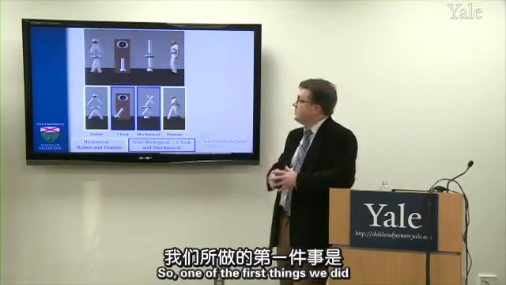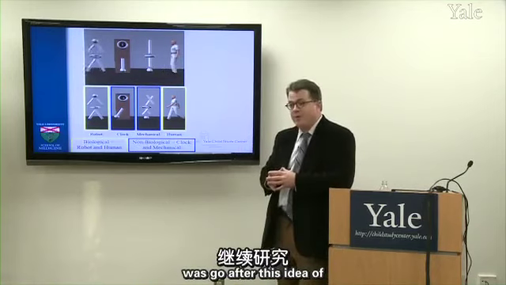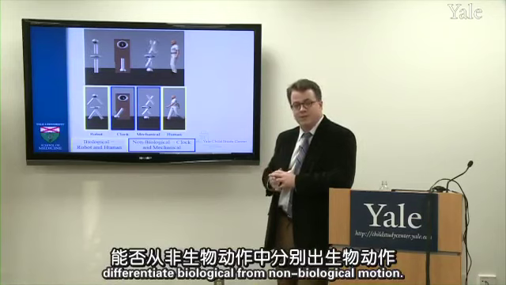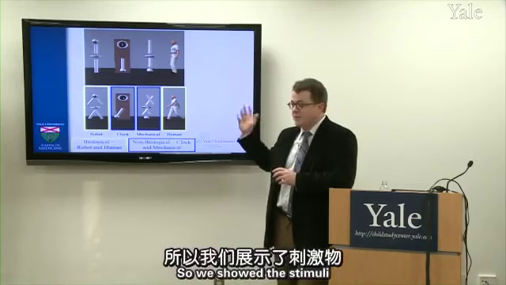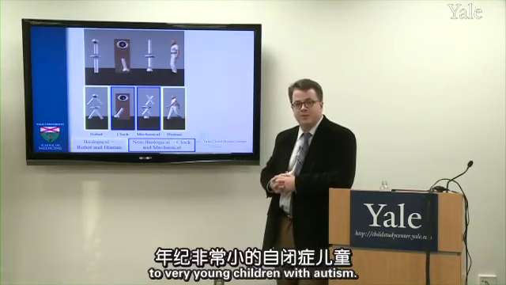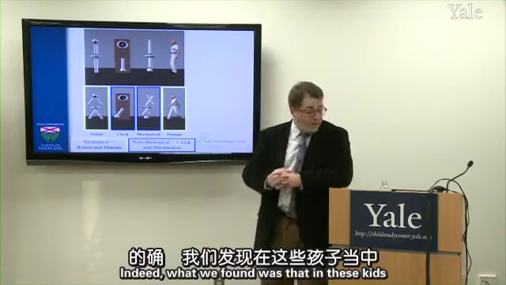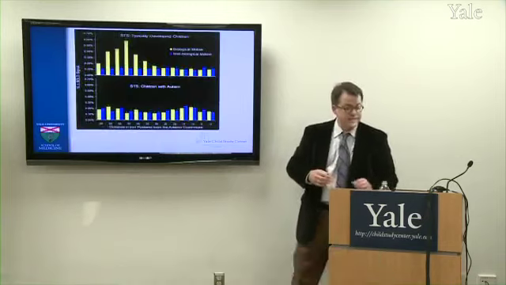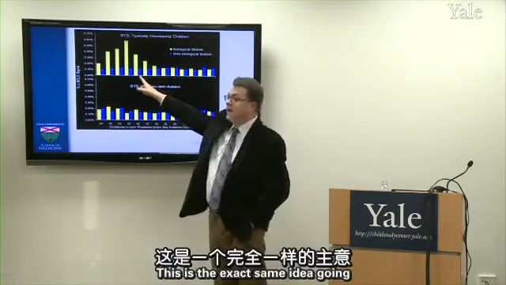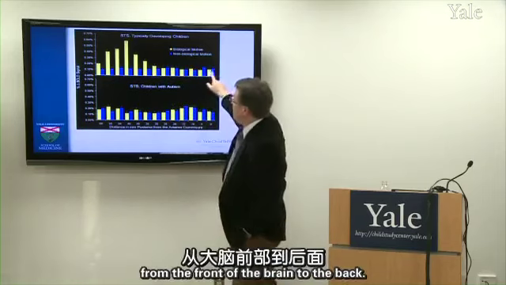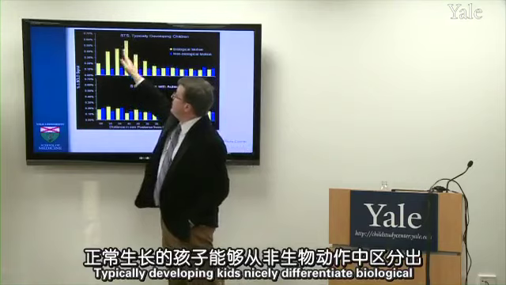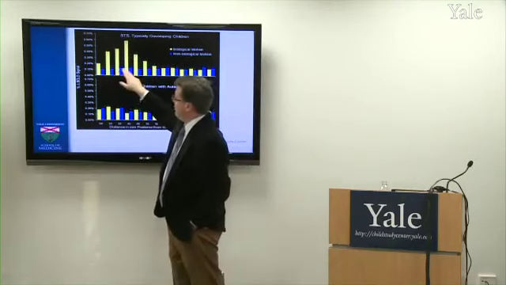So one of the first things we did was go after this idea of whether or not individuals with autism differentiate biological from non-biological motion. So we showed the stimuli I was showing you earlier, but this time we showed it to very young children with autism. And indeed what we found was that in these kids, remember my plot before of the superior temporal sulcus, this is the exact same idea, going from the front of the brain to the back. Typically developing kids nicely differentiate biological from non-biological motion.